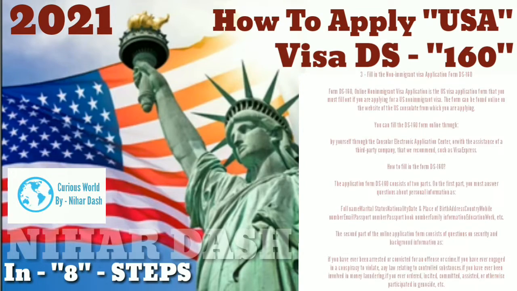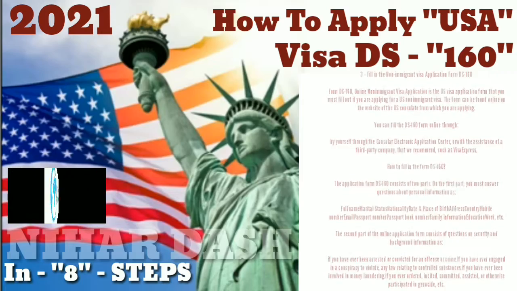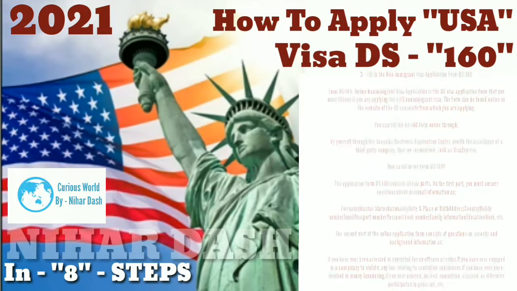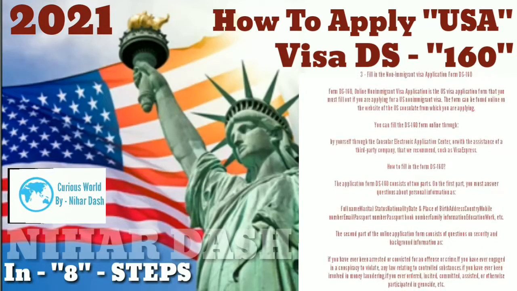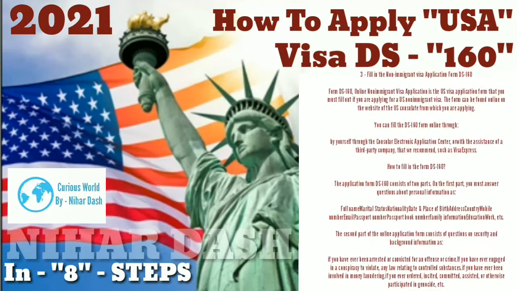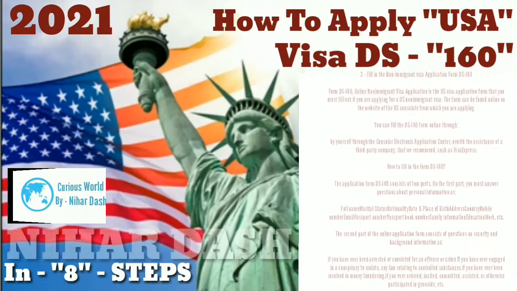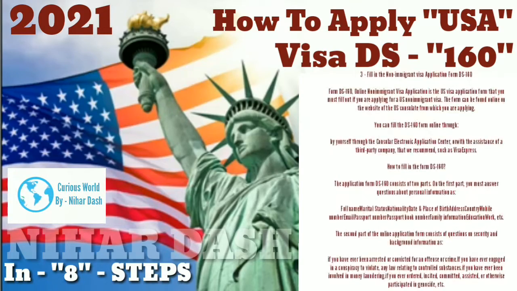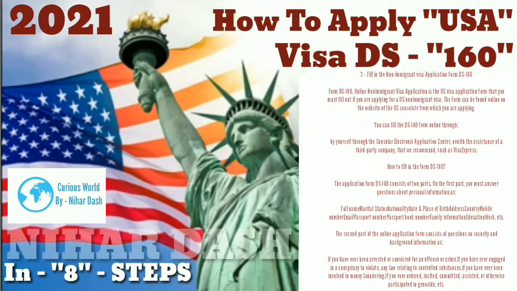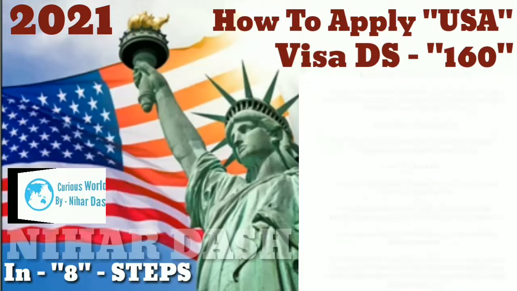3. Fill in the non-immigrant visa application form DS-160. Form DS-160, the online non-immigrant visa application, is the U.S. visa application form that you must fill out if you are applying for a U.S. non-immigrant visa. The form can be found online on the website of the U.S. consulate from which you are applying. You can fill the DS-160 form online by yourself through the Consular Electronic Applications Center, or with the assistance of a third-party company that we recommend, such as VisaExpress.how. To fill in the form DS-160.